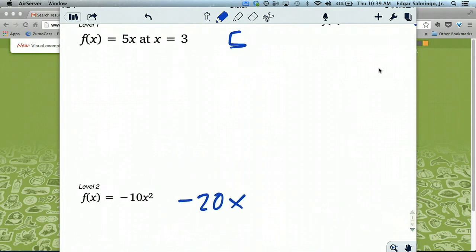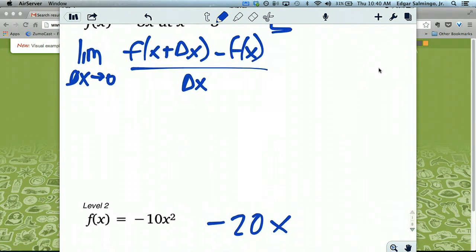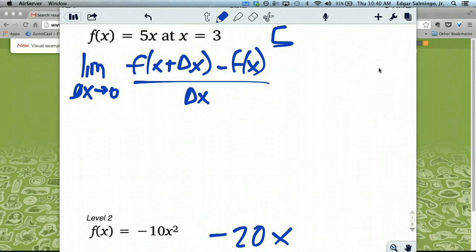If you forgot, the formula for the derivative the long way is similar to slope. The formula is the limit as delta x goes to 0 of f of x plus delta x minus f of x, like y2 minus y1, over x2 minus x1, which in this case we're going to call delta x. Then we're going to plug in x plus delta x.